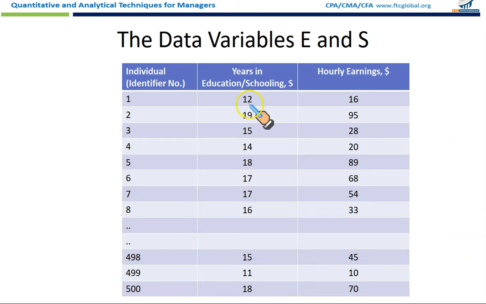See, 12 years in education schooling, your hourly earnings $16. 19 years, $95 per hour. And as you keep on spending less, you earn less. 15 years, $28 per hour. So clearly there is a positive relationship between years in school and hourly earnings.